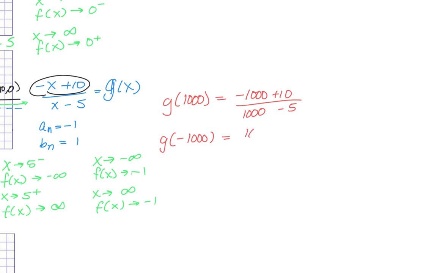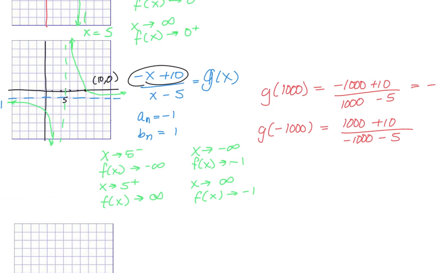Negative, negative produces a positive 1,000 plus 10, and then I have a negative 1,000 minus 5. I put this in my calculator, and I ended up with close to a negative 0.99. So that means I am above negative 1. So the positive 100 here says I'm slightly less than negative 1. So as x approaches positive infinity, I'm going to be approaching from the top of negative 1.